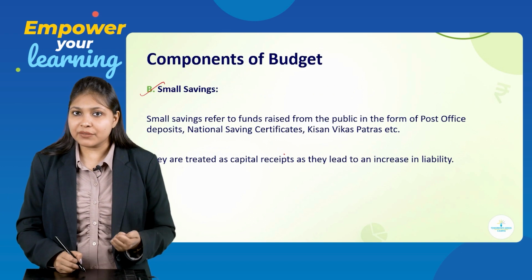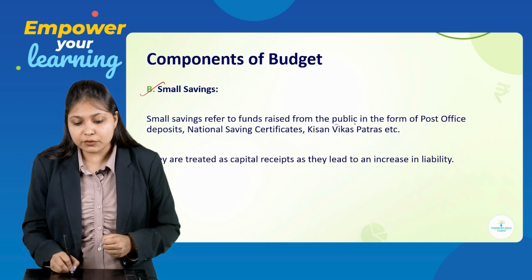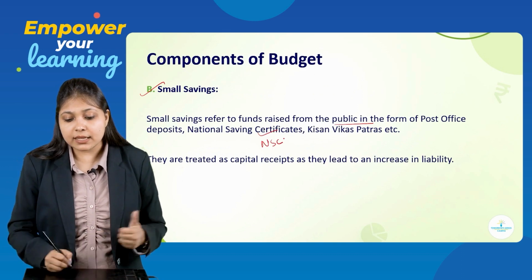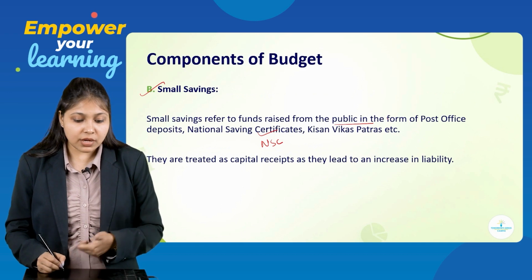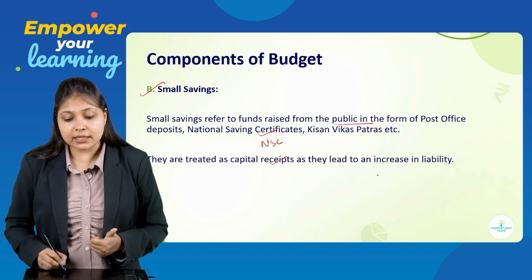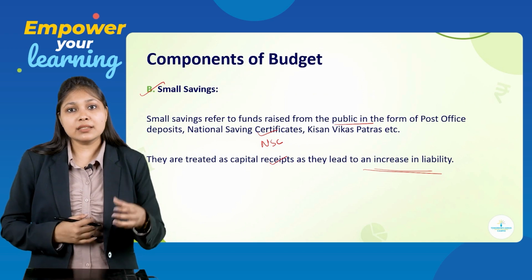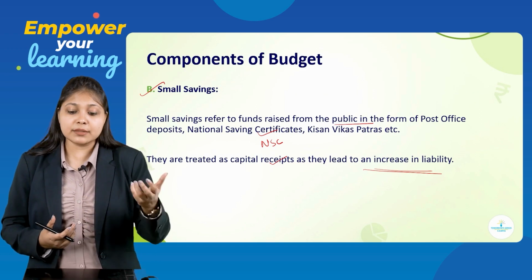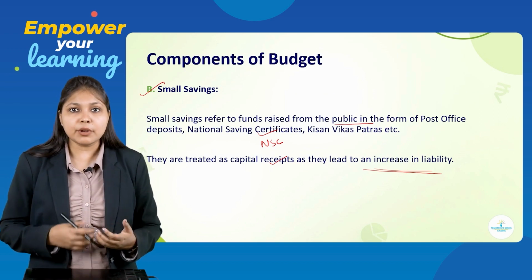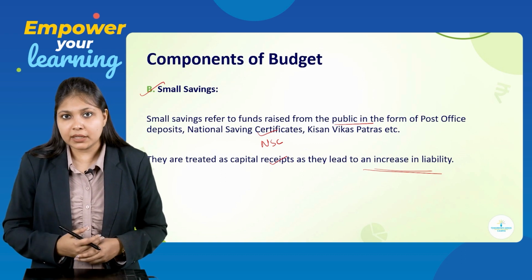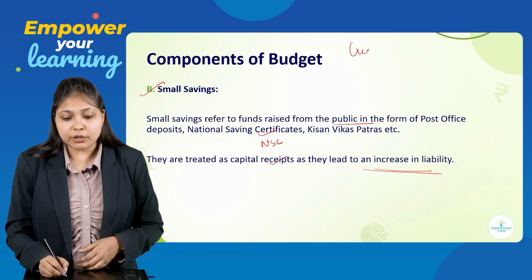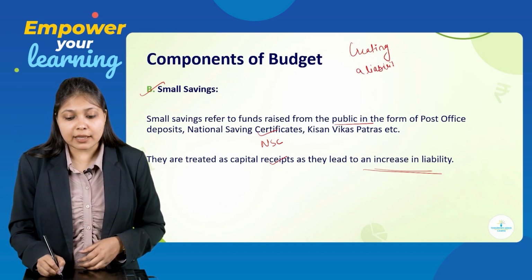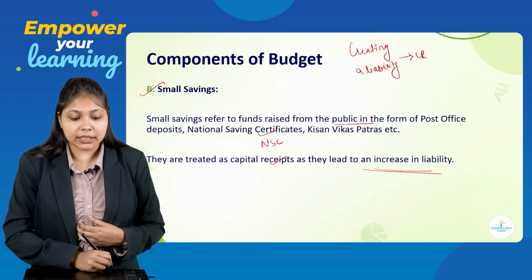Then comes small savings. Small savings refers to funds raised from the public in the form of post office deposits, National Savings Certificates, NSC, Kisan Vikas Patras, etc. They are treated as capital receipt as they lead to an increase in liability. Now there is some kind of small savings which the government raises from various other sources. Since they are raising money from those sources, they will be liable to repay it. So again, it is creating a liability for the government, and creation of liability means nothing but capital receipt.